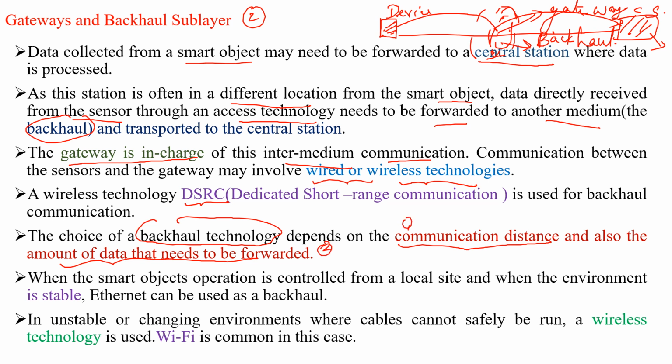When the smart object's operation is controlled from a local site and when the environment is stable, what type of communication? If the environment is stable, we can go for Ethernet, that is your wired communication. Ethernet can be used as a backhaul. But in the case of unstable or changing environments where cables cannot be safely run, you will go for a wireless technology. An example is your Wi-Fi. So Wi-Fi is common in this case.